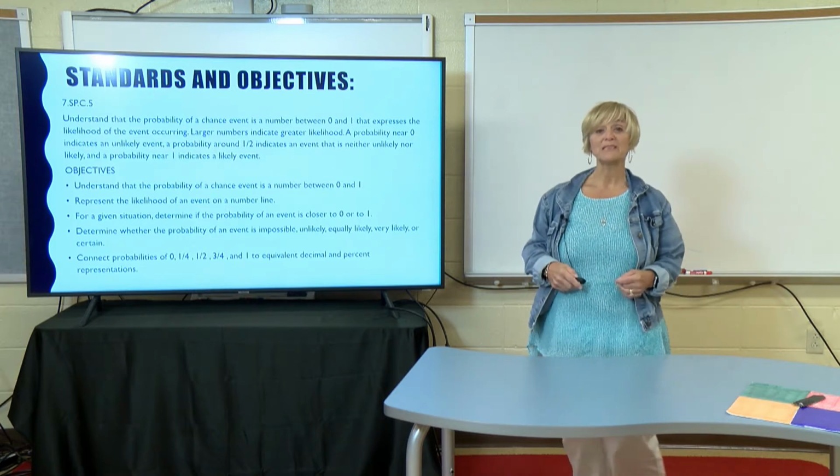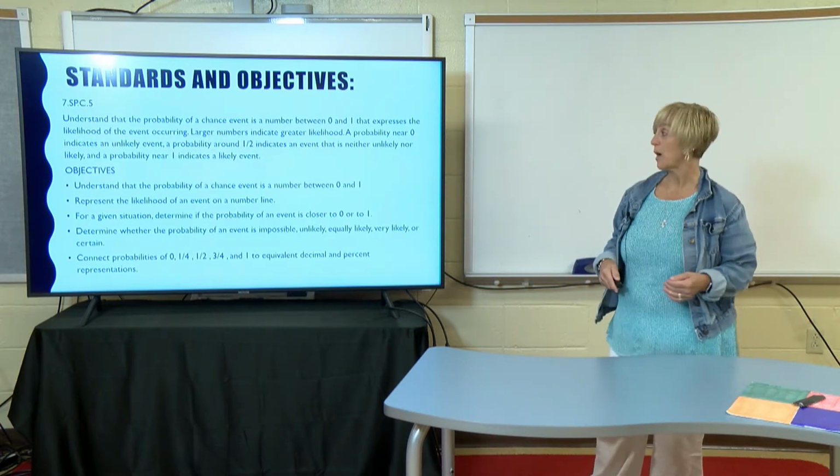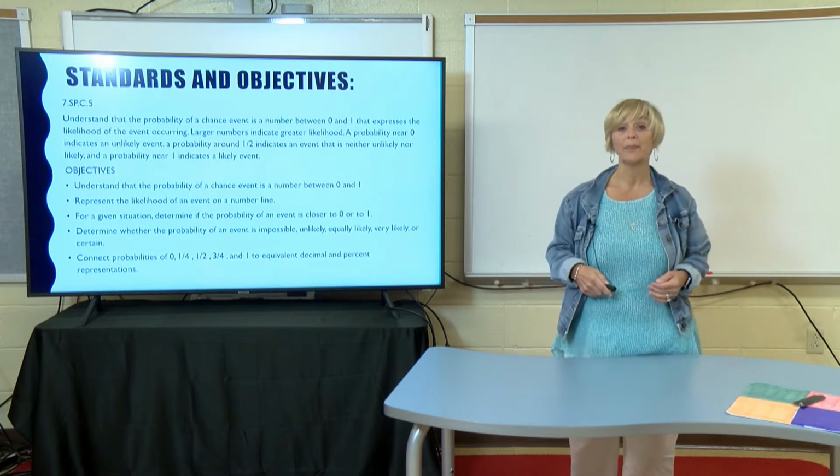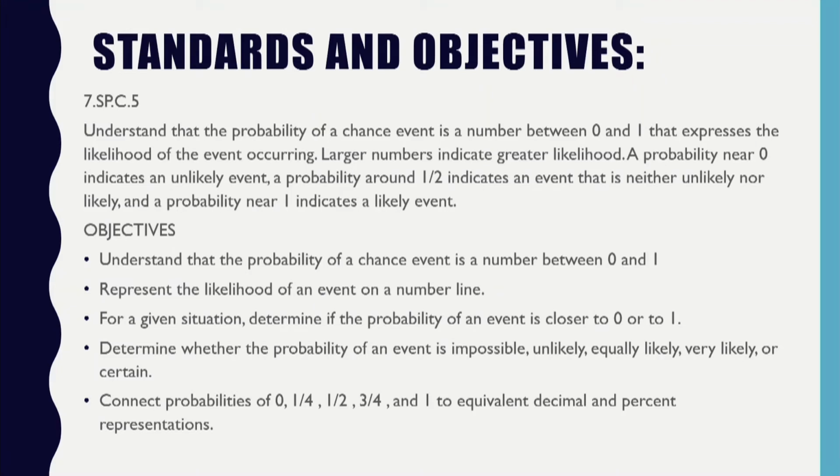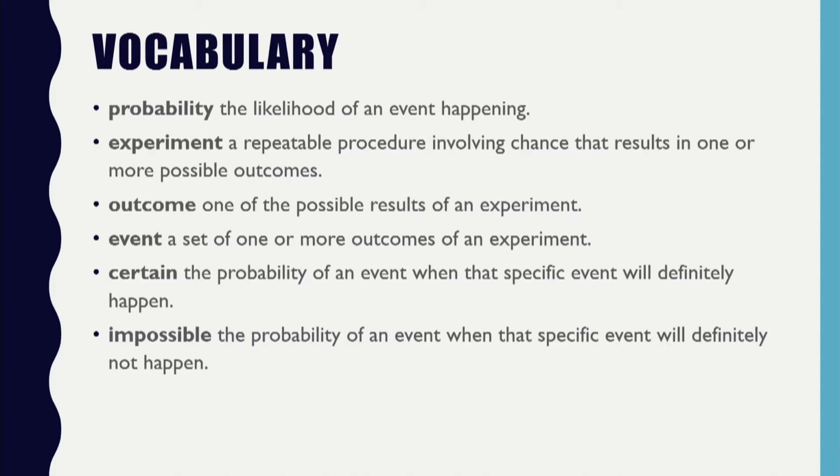So let's look at what we're going to be studying today. We're going to be studying probability. And we need to understand that the probability of a chance event always lands between 0 and 1. 0 being absolutely cannot happen, and 1 being absolutely, positively certain that the outcome will come. But before we can get started on our problems for today, we need to review a little bit of vocabulary. So let's go through some of the vocabulary that we will be talking about today.